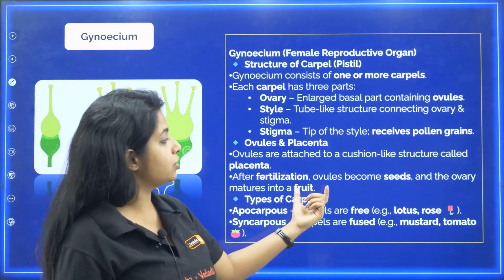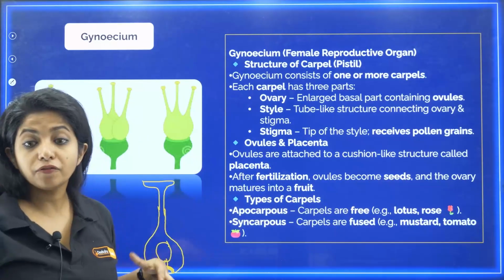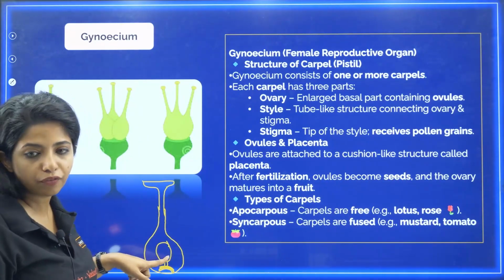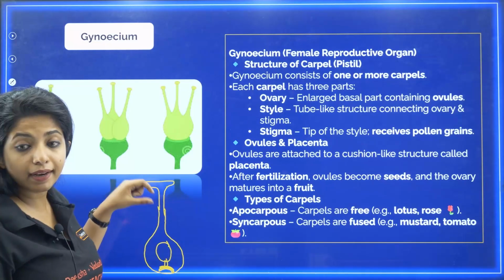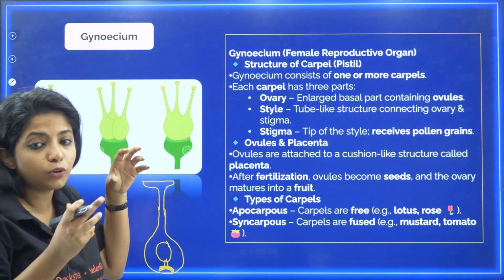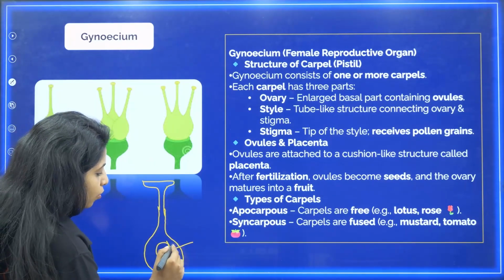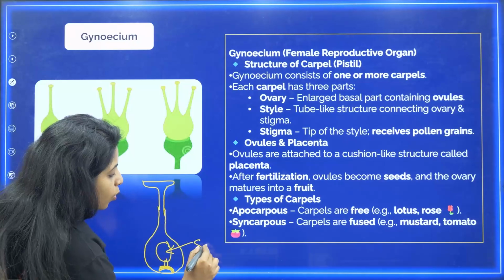Now, after fertilization, what will the ovule become? After fertilization means inside the ovule you have the female gamete. The pollen grains would be coming and landing. Inside the pollen grains you have the male gamete. Both of them fuse here in the ovule. Now the ovule will become what? The seed.